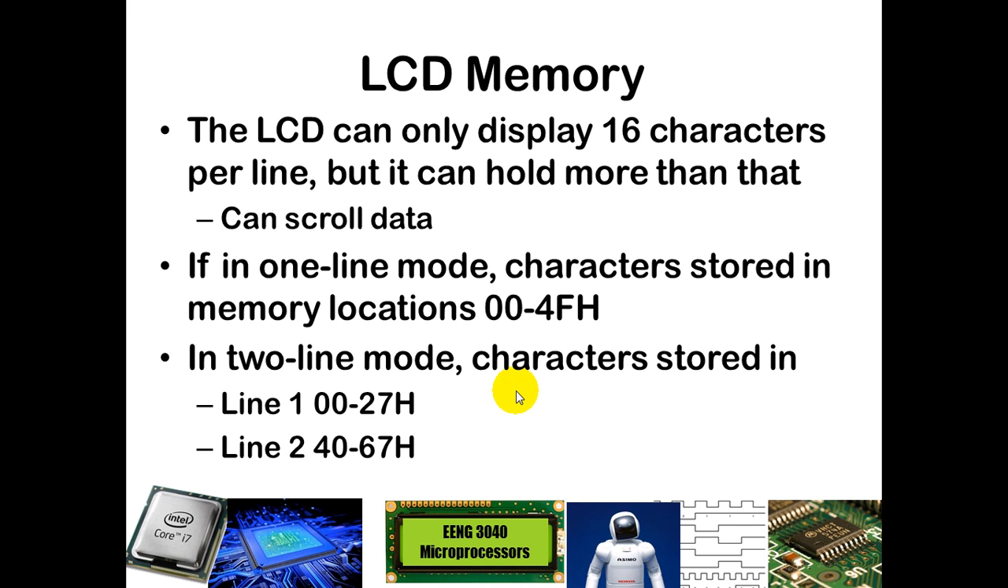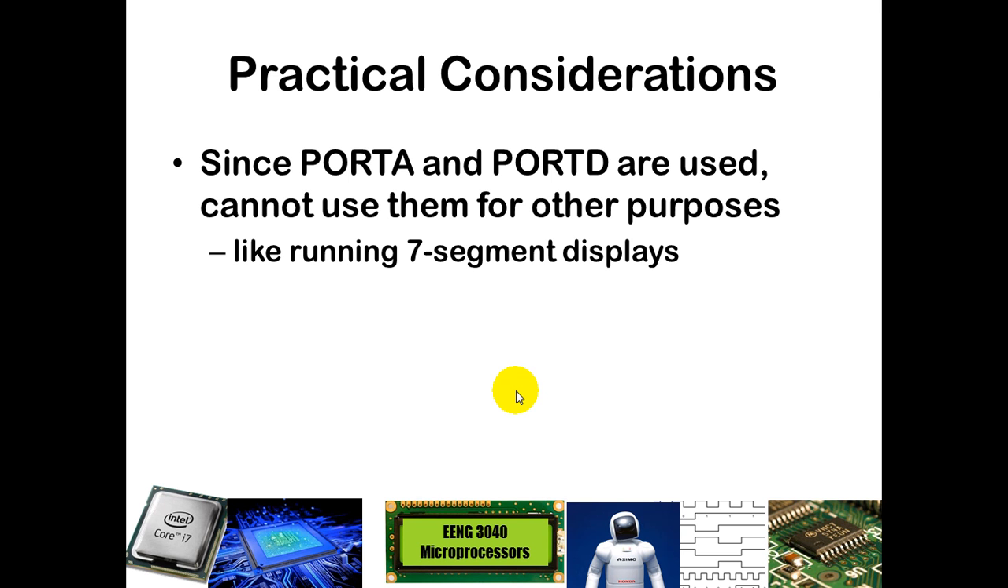So you can display 16 characters per line, so you may need to limit what types of message that you want on there. You can actually hold more than that, but in that case, to display more than that per line, you'll need to scroll the data back and forth. If you're in one-line mode, then your characters are stored in memory location 00 through 4F in the LCD's memory. If you're in two-line mode, 00 through 27 are for the top line, and then 40 through 67 hex are for the second line.